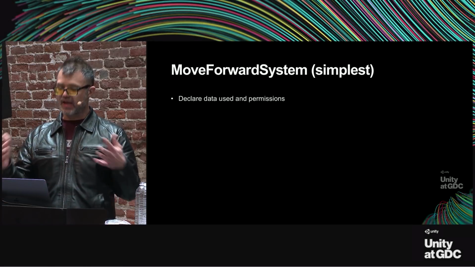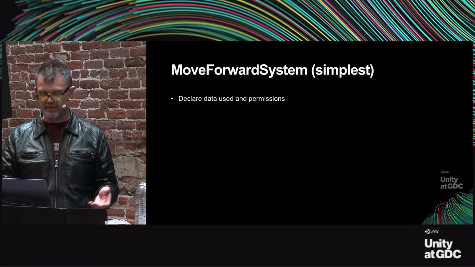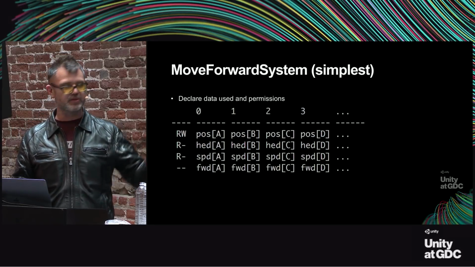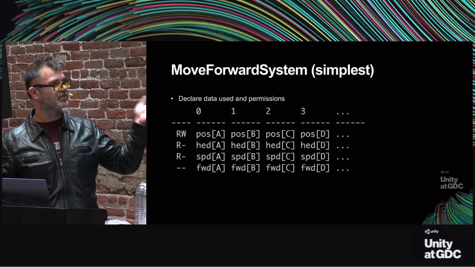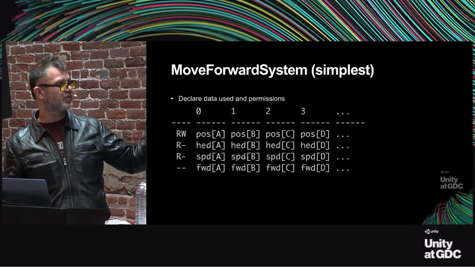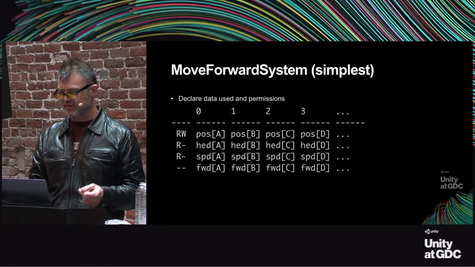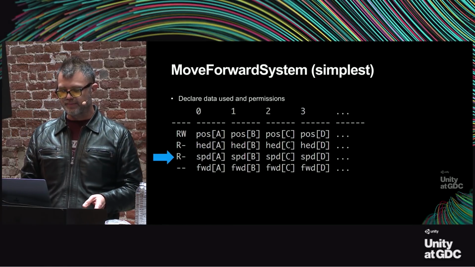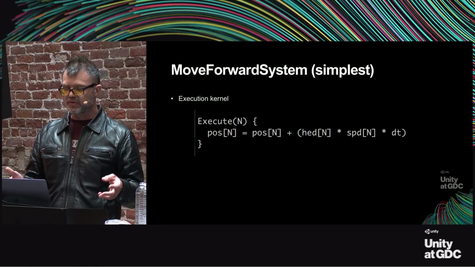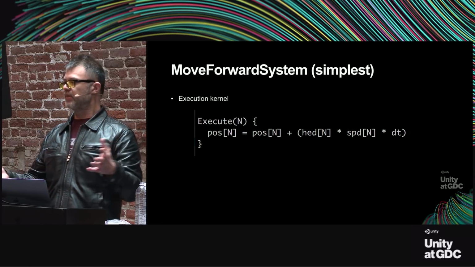So the next stage in the MoveForward system is declaring your data used in permissions. So as we just talked about, it sort of looks like this. Read write for position, read only for heading and speed, and forward is irrelevant because it's just used as a tag. So the execution kernel is pretty much what you'd expect.